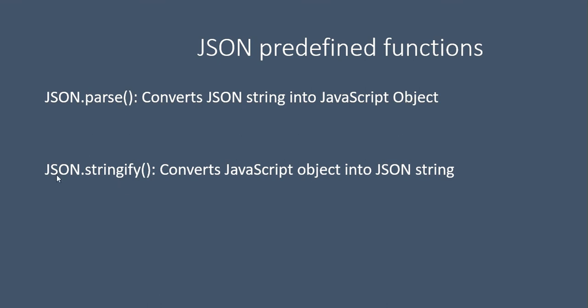Another function is JSON.stringify. This function is used when the client wants to send a JSON object to the server. The client will first create a JavaScript object, then using the stringify method, the JavaScript object is converted into JSON, and this JSON object will be sent to the server.